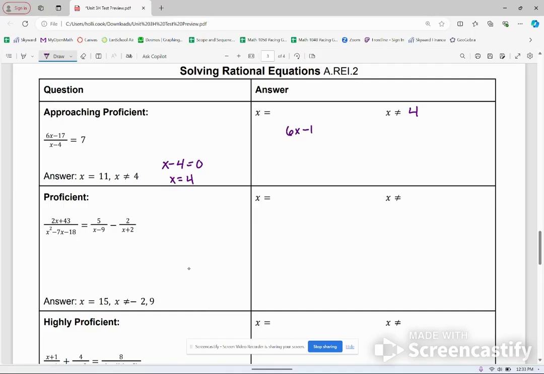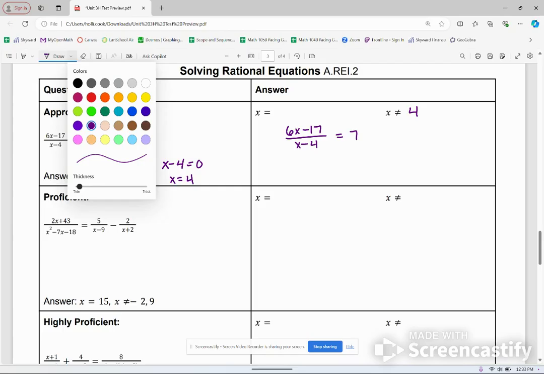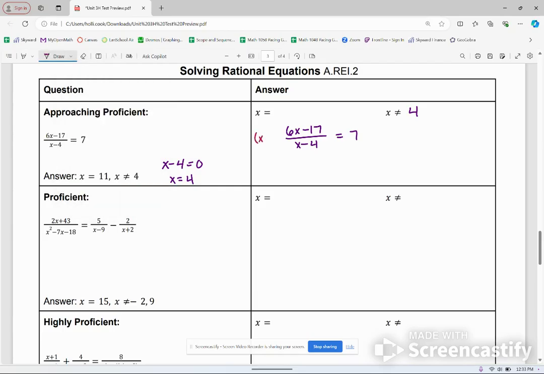So I'm just going to rewrite it out. Okay, we need to get rid of this fraction. So I'm going to multiply by x minus 4 on both sides. All right, that's going to cancel out over here. So we have 6x minus 17 equals, multiply that 7 and we get 7x minus 28.